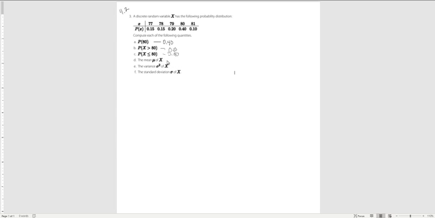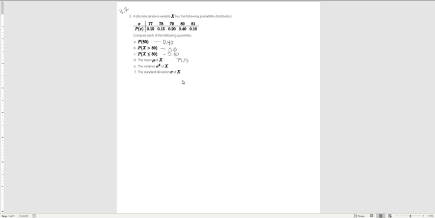Okay, the mean of x. To get the mean of x, we multiply x times the probability of x and sum across all values. So 77 times 0.15 plus 78 times 0.15 plus 79 times 0.2 plus 80 times 0.4 plus 81 times 0.1. If we went through and did that, we would get 79.15.